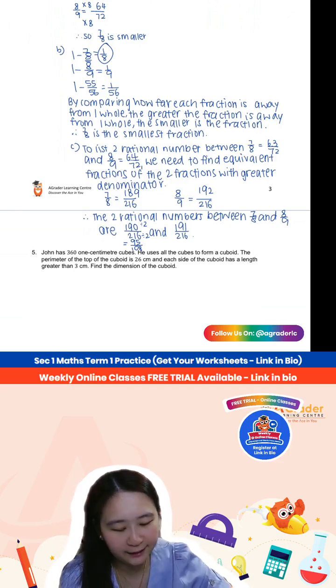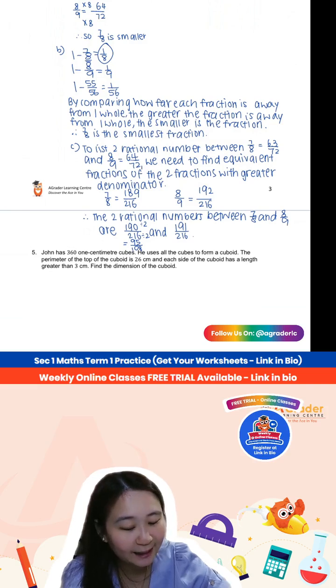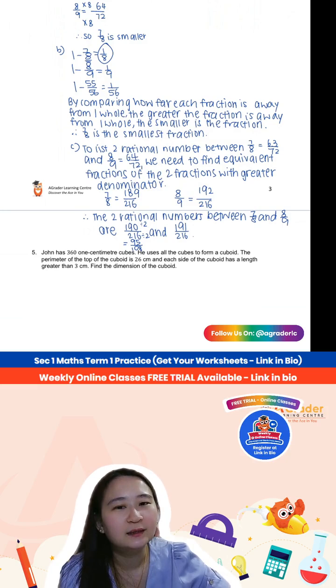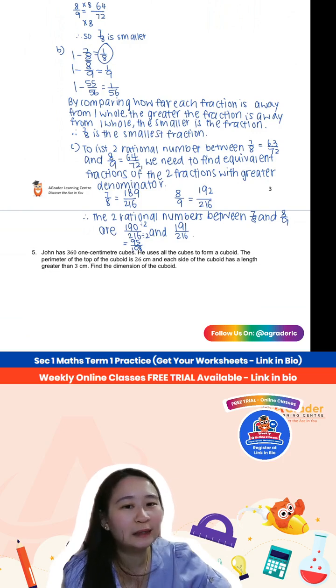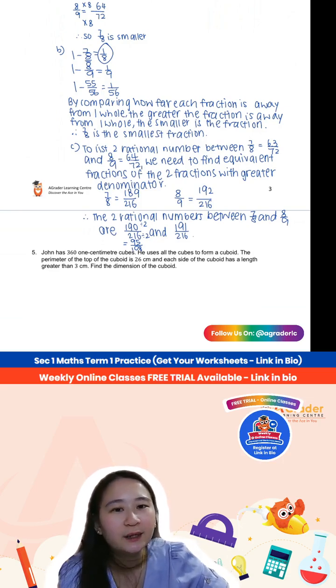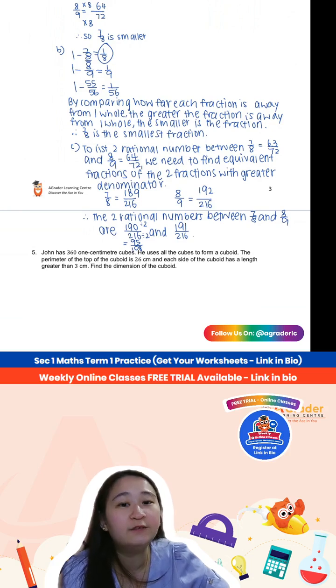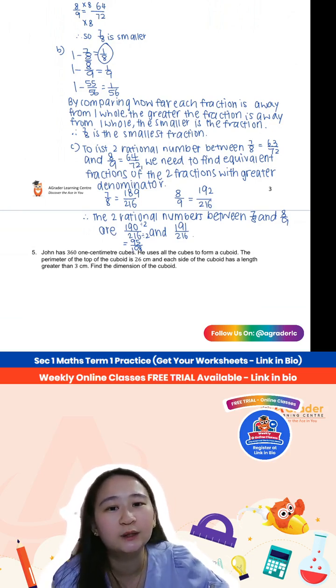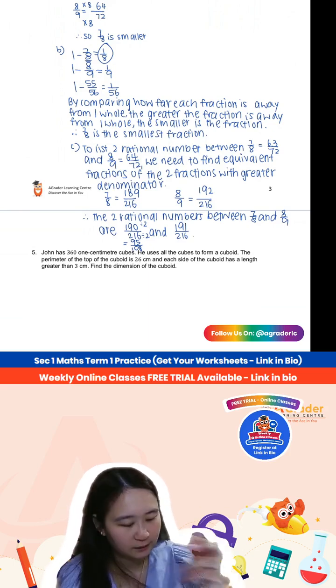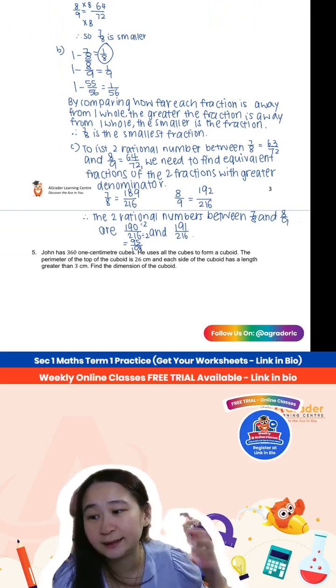So part D, they are asking how many rational numbers lie between 7 over 8 and 8 over 9. In this case, you can tell that you can make your denominator as great as possible, as big as possible, almost infinitely. You just keep making your denominator very big, then you can have even more rational numbers between the two fractions. So therefore part D, the answer is infinite.